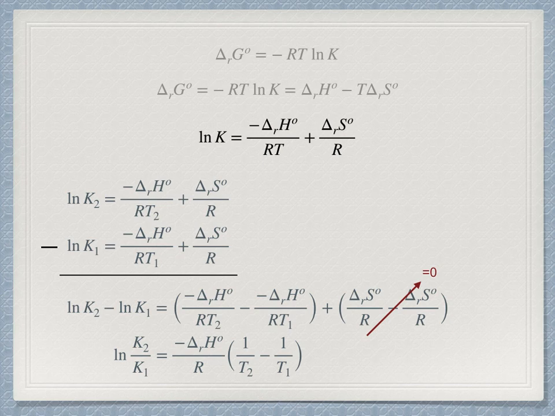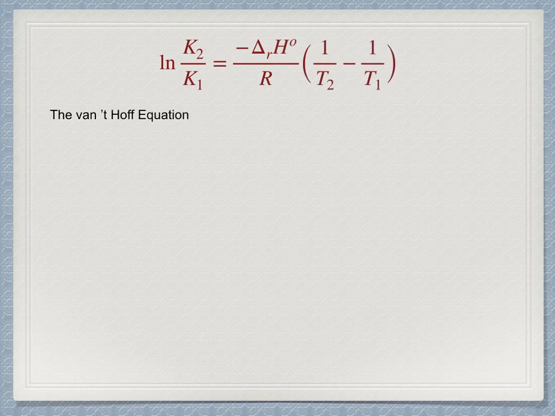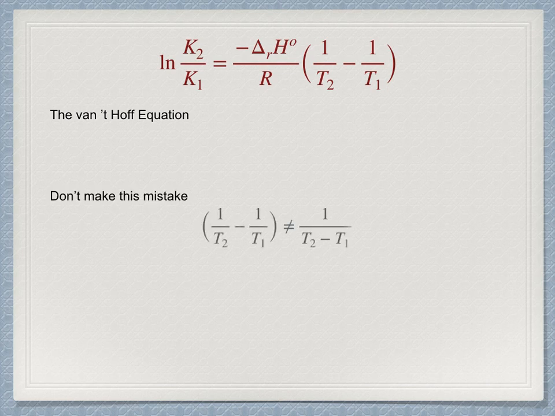If you remember that it comes from subtracting equation 1 from equation 2, you should be able to reproduce it very easily. So this is the Van 't Hoff equation in its integrated form. We use it to relate equilibrium constants at two different temperatures. Also, here is another warning of a technical mistake students commonly make. 1 over T2 minus 1 over T1 is not at all the same as 1 over T2 minus T1. Watch out for that, and be sure that you are always using absolute temperature, T in Kelvin.